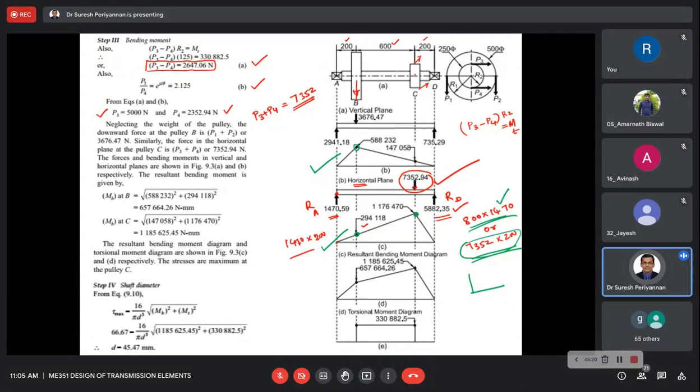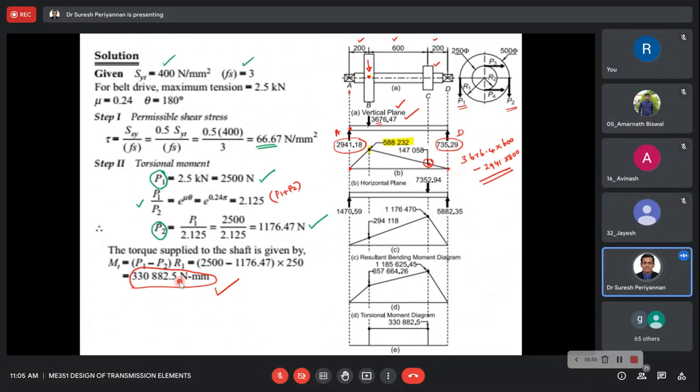Square root of 58823 squared plus 2941884, then we are going to get the resultant bending moment with respect to point B. And this is the resultant bending moment with respect to point C. With respect to point C, we have to consider these two values for finding the resultant bending moment at point C. Now, what is the torsion moment? In both cases the torsion moment is the same. I consider this as the torsion moment.